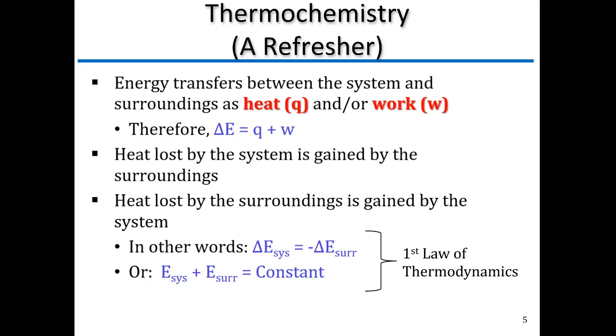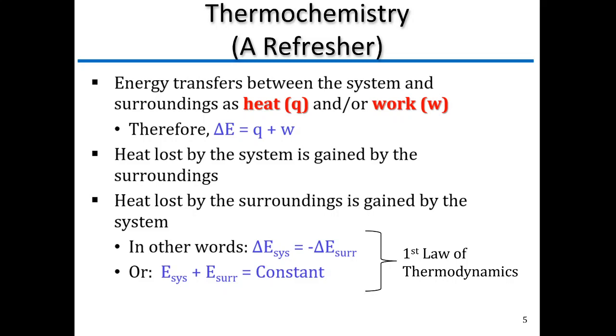Heat lost by the system must be gained by the surroundings. And if heat is lost by the surroundings, it must be gained by the system. In other words, we can't just create and destroy heat. It has to go somewhere. Energy has to be transferred somewhere. We're not going to create or destroy energy. It has to either be transferred to the system, to the surroundings, or from the surroundings to the system. It has to go somewhere, in other words.